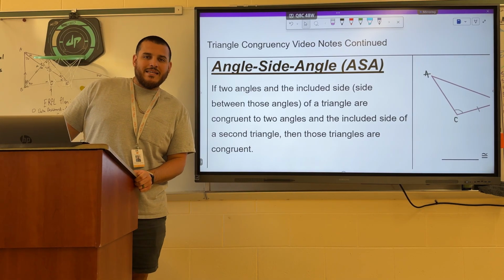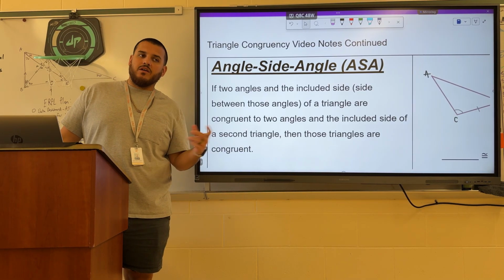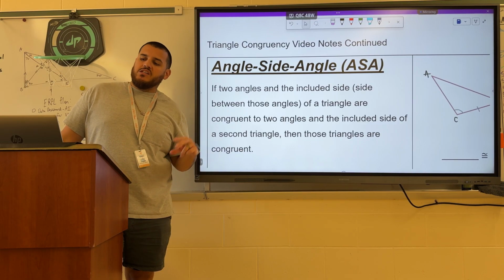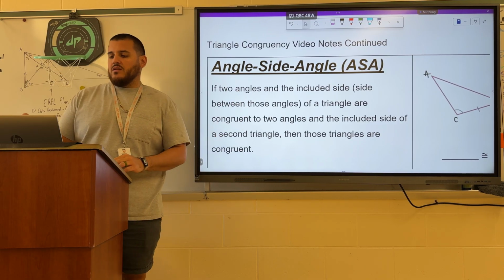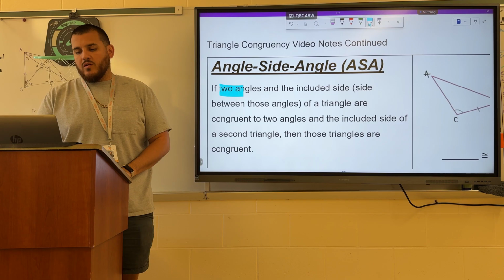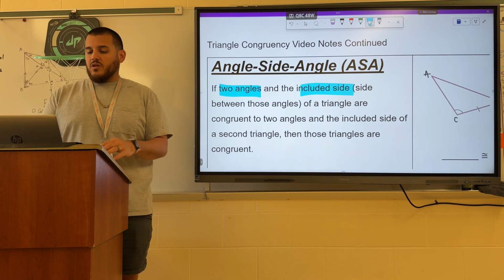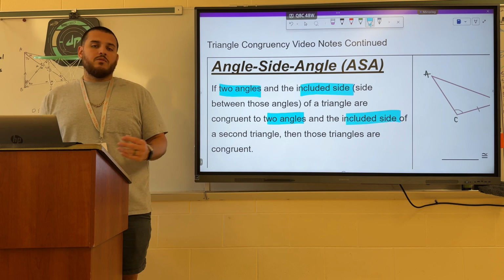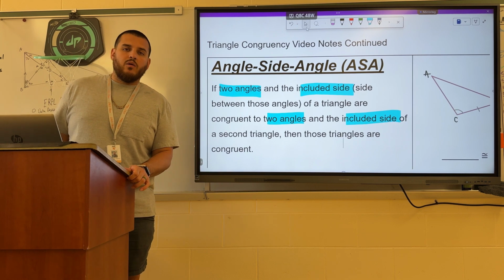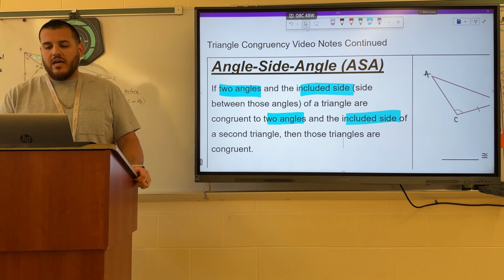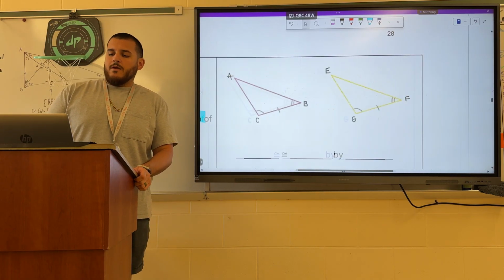Our next theorem is the angle, side, angle theorem. It's very much like side, angle, side, just with two angles and the included side instead. So two angles and the side between. From one triangle, if those are congruent to two angles and the side between from another triangle, they would be congruent by the angle, side, angle theorem, right?